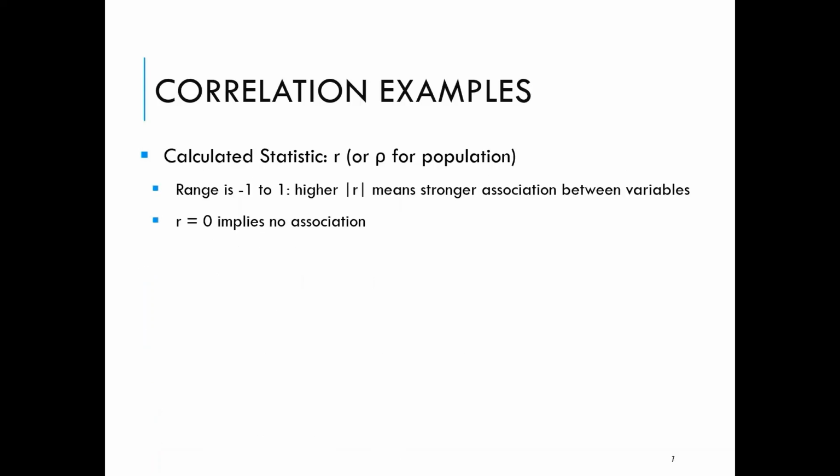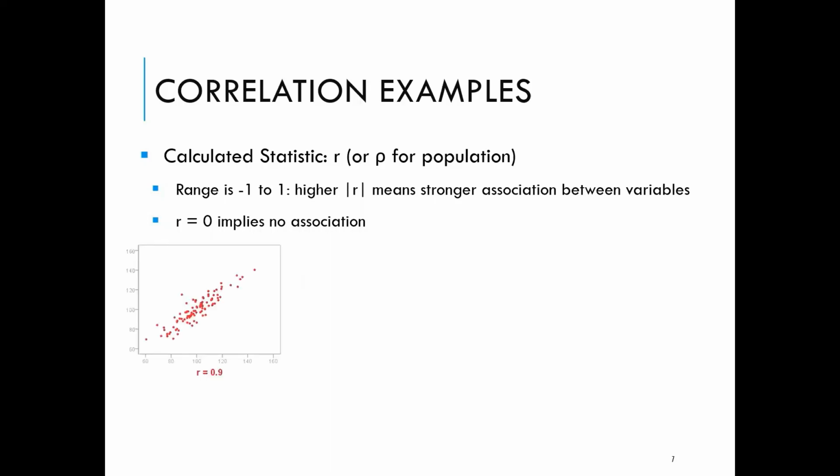So as I mentioned, the correlation analysis leads to the statistic of a lowercase r, and the range for this value is -1 to +1. A higher absolute value of r indicates a stronger association between these variables. So a very positive value near 1 indicates a strong positive relationship. A very negative value, such as negative 0.9, would indicate a very strong negative association between those two variables. If r is equal to 0, this implies that there's no association between the two variables.